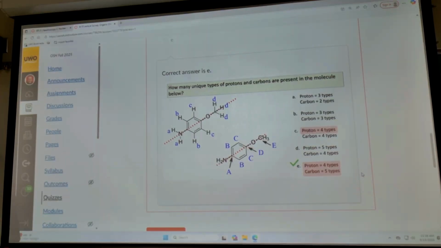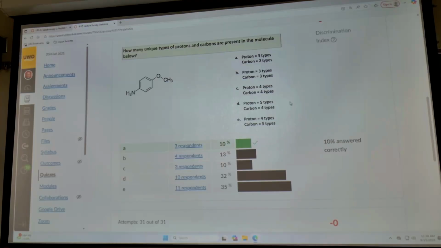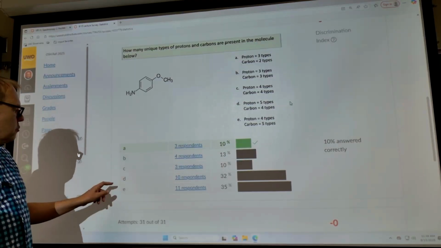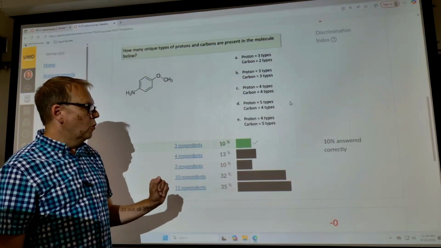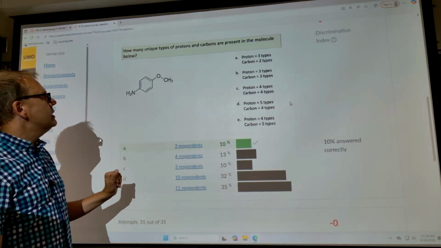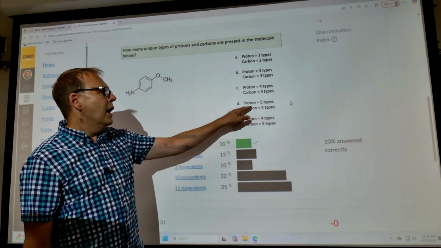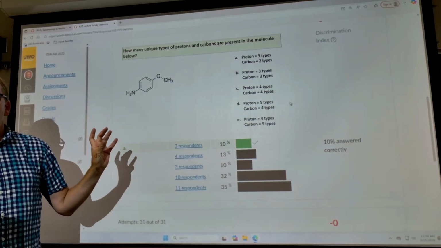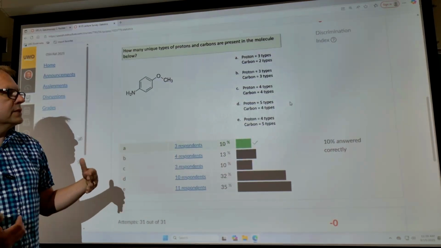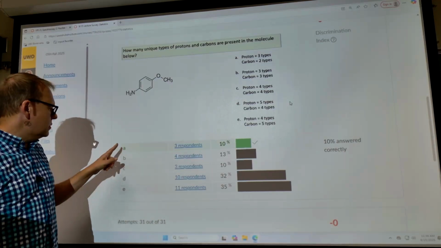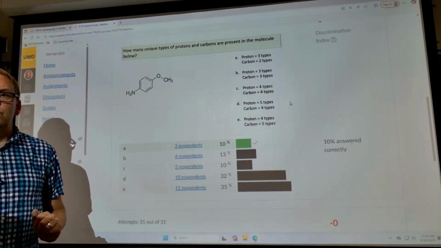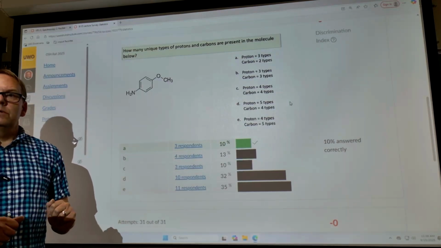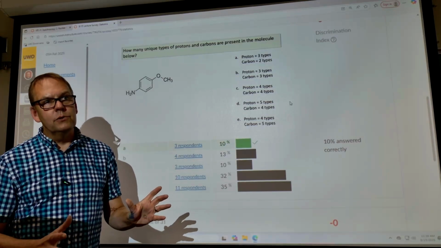Let's check and see how the class did. Well, pretty good, but it looks like there was a lot more people responding D than I would have hoped. So take a look at your answer and see, if you selected D, why did you get 5 proton types? See if you can figure out what was going wrong there, and why did you only select 4 carbon types? So think about that, and also too, A, B, C answers, sort that out too. But just look at these maybe a little closer. You can always build a model too, remember.